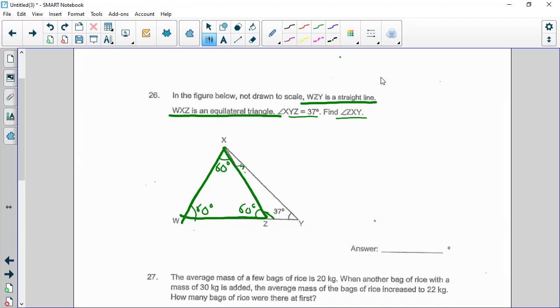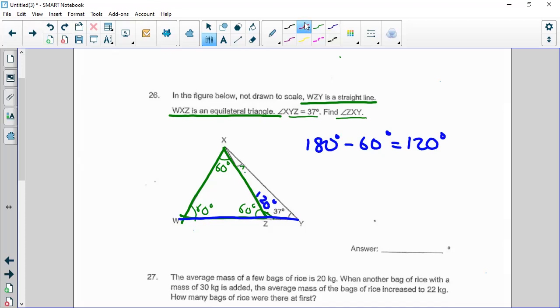Can you find this angle here, which is an angle on a straight line? Can you see the blue line? There's 180 minus 60, and you get 120. Yep. So this angle here is 120 degrees.